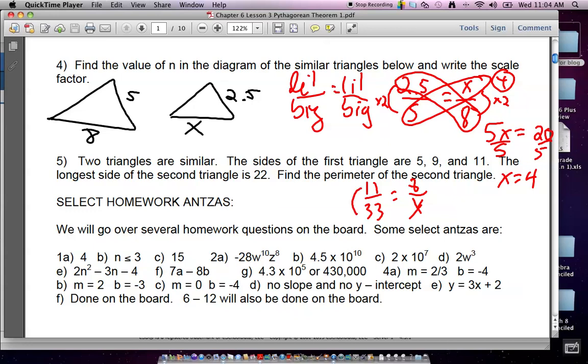11 times what is 33? 3. So 8 times 3 is 24. So sometimes it's a little easier to work that relationship understood. Cross multiplying always works, but sometimes it's quicker and easier to do it the other way. All right, any questions on number 4? All right. That covers pretty much the work of the last few days.